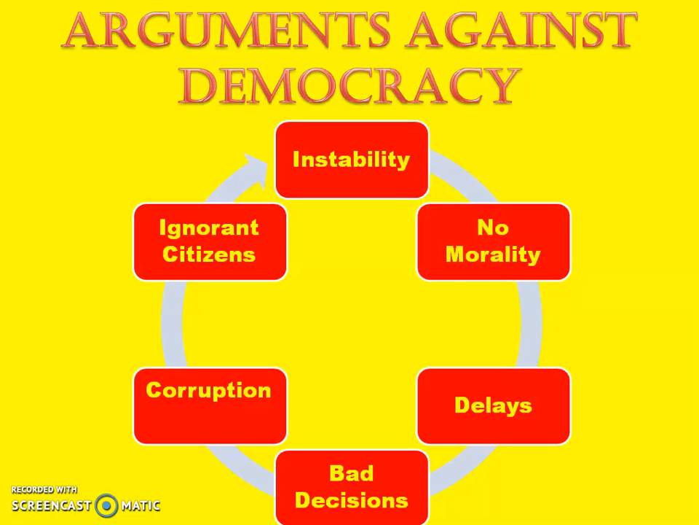First we have an argument against democracy. The first point is instability. There will always be instability because leaders keep changing in our democracy. This leads to instability because human nature always has to change, and leaders always change their opinions about the government and democracy. This leads towards the instability of a government.